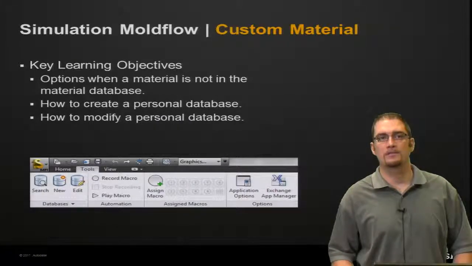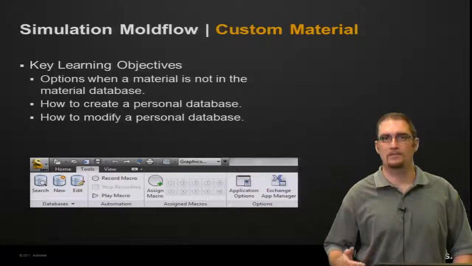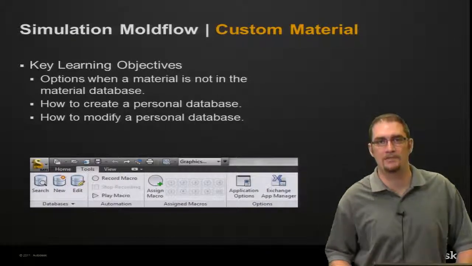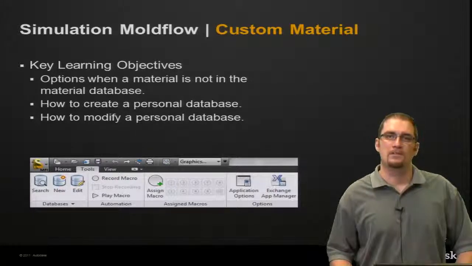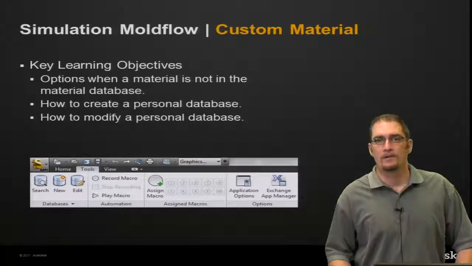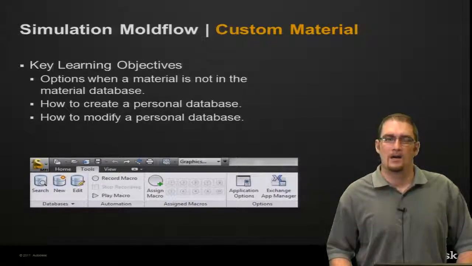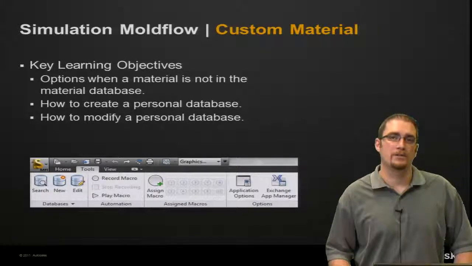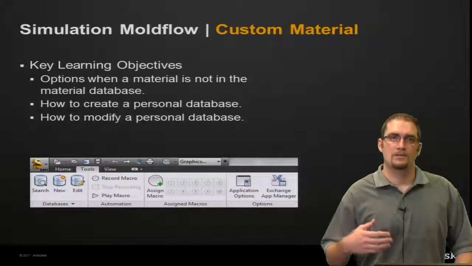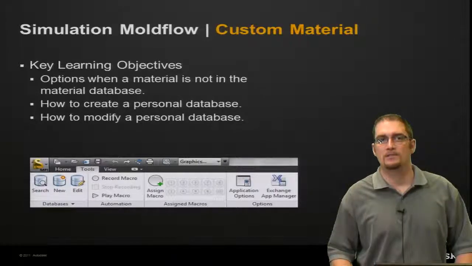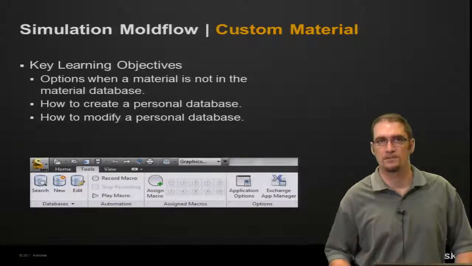Some key learning objectives. Objective one is we're going to present you the options, or let you know what options you have in these situations. We have thousands of materials in the default database, but there are a lot out there on the market, so it's very likely that you could run into this situation on one of your jobs in the future if you haven't already. So what we're going to go through is how to create a personal database, and then in addition to that, how to modify that personal database for future use.